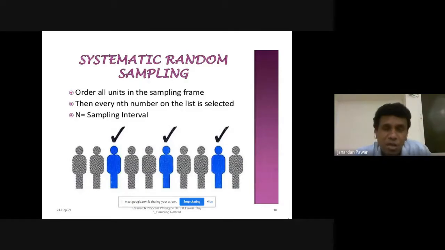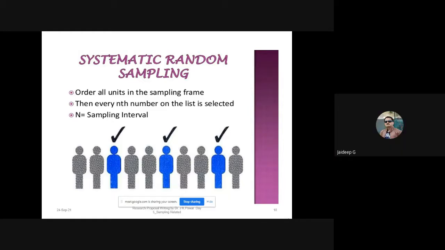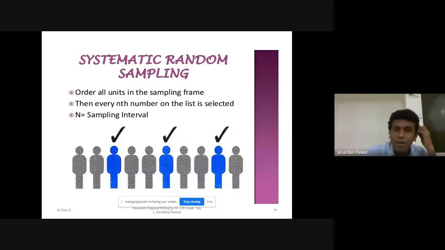If you look at the picture, you can understand what logic is followed. Can you tell me what logic they have followed here in this picture? Every third person is selected as a sample, correct? So we can apply this kind of logic. Not only every third person, sometimes it may be every second person, every fifth person, or we can go this way.